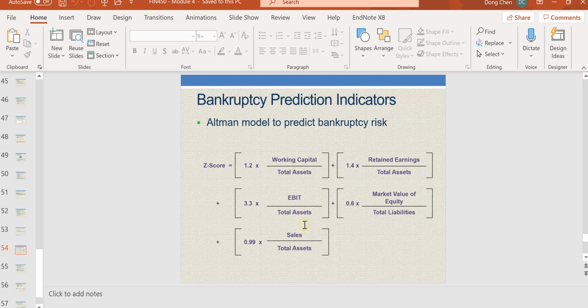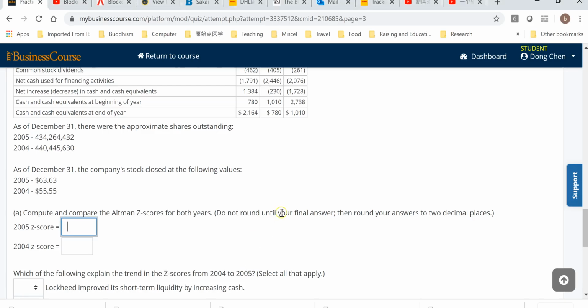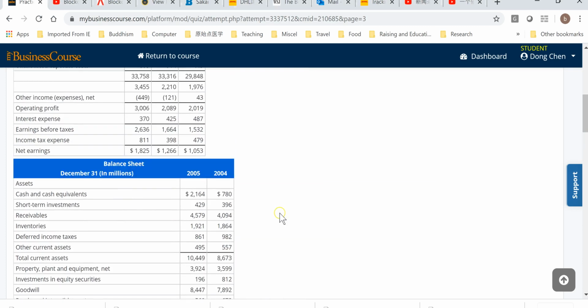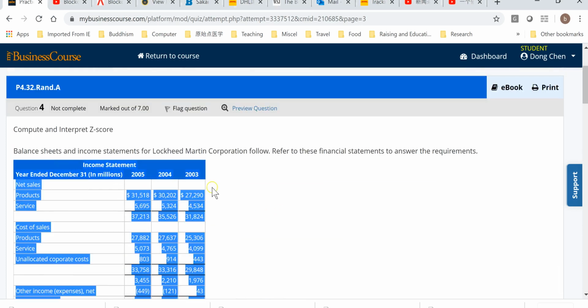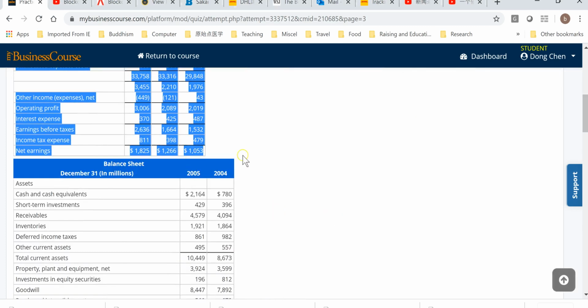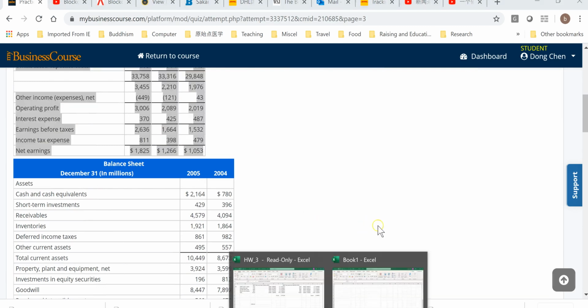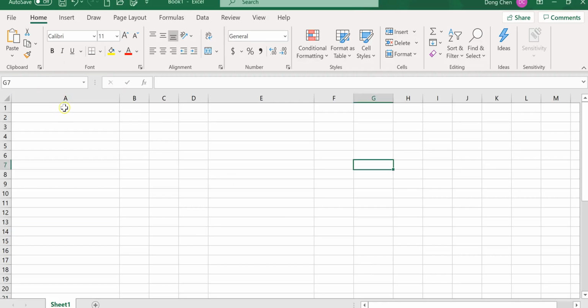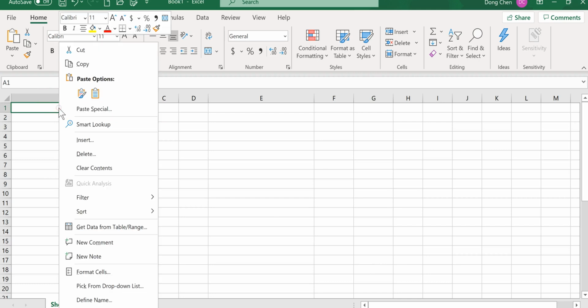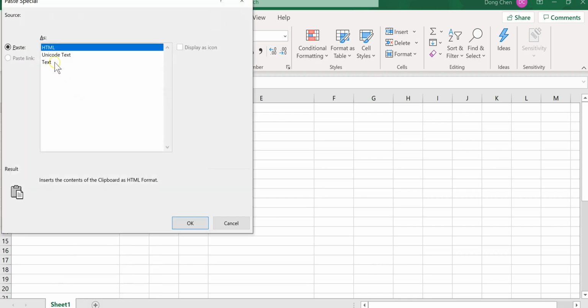So if we just copy the information from these two financial statements to Excel, that can help us avoid typing. So we just copy that and paste. Remember, we need to paste special and choose text. You can't paste HTML.